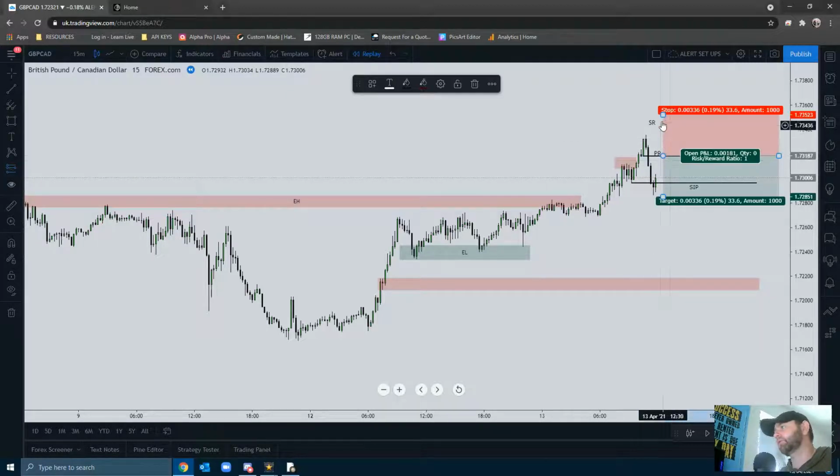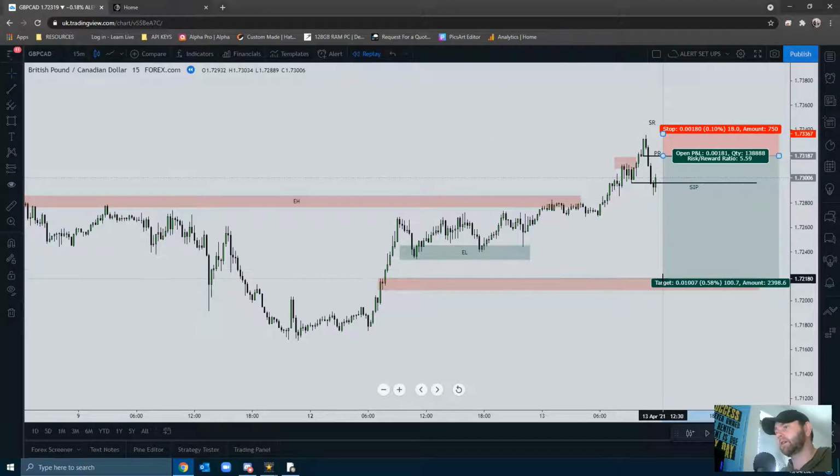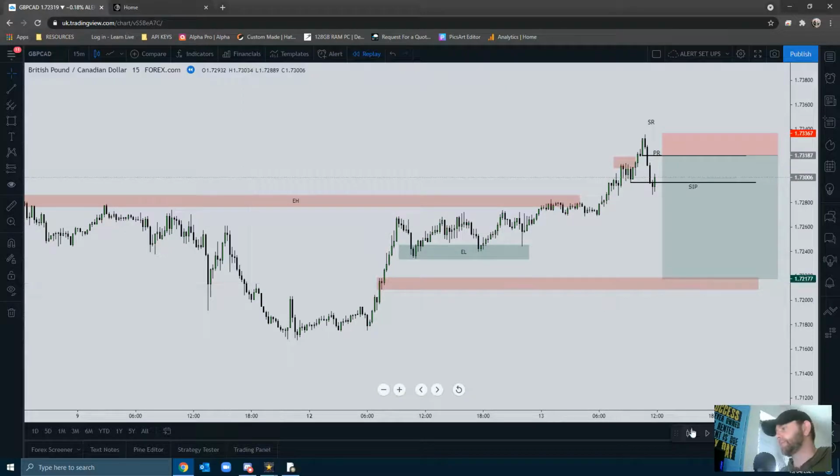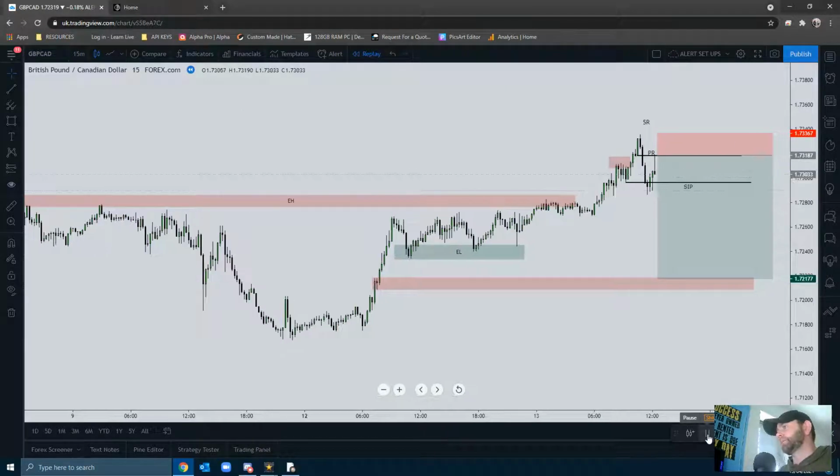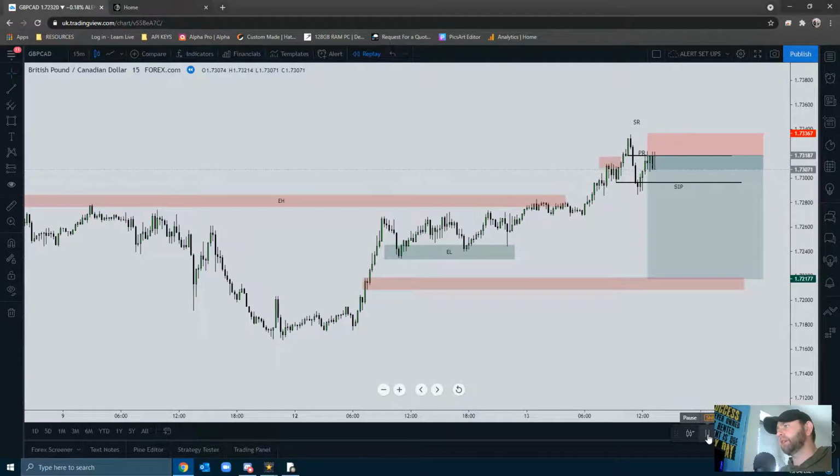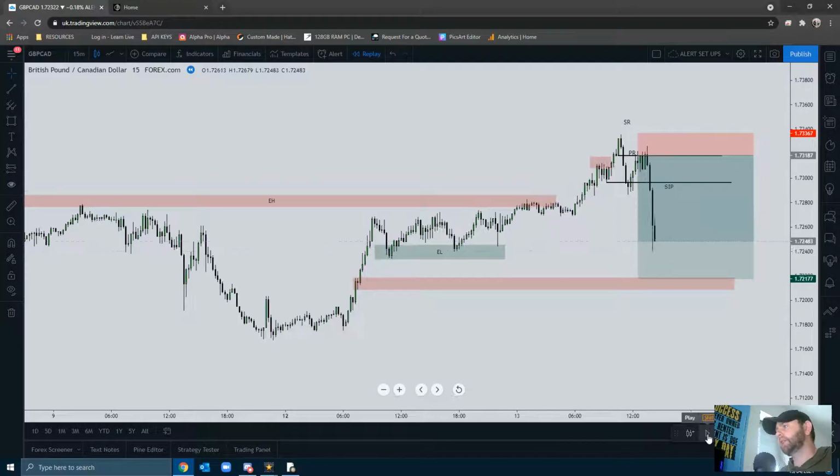Okay, and this is where we're looking for a position. The stop loss was sitting above here, and we were looking to target down here. Okay, so we were going for 5.6 to 1. Okay. Okay, so there's the entry point right there. Okay, a little bit of drawdown.